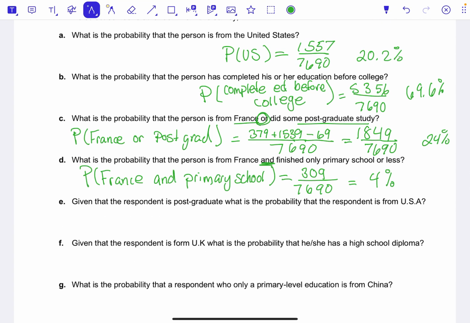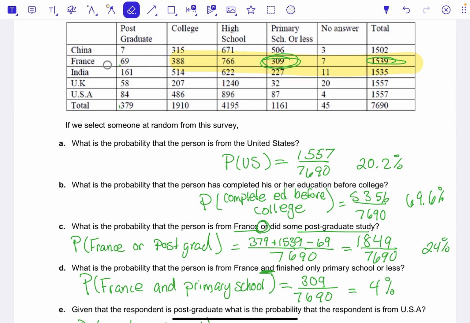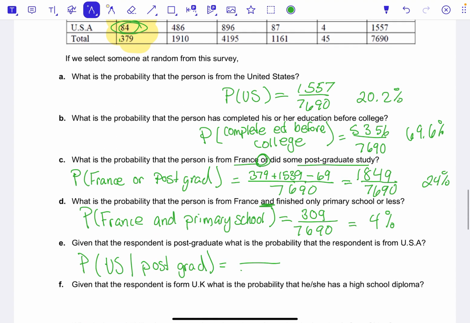Next problem. So we have the probability, given that the respondent is a postgraduate, what is the probability that they're from the United States? So we have the probability that someone's from the U.S. given that they have postgrad. So we're going to be focused on the total from the postgrad column and then how many are from the United States? So our total is the 379, and US, that's 84. And so that gives us a percentage of 22.2%.